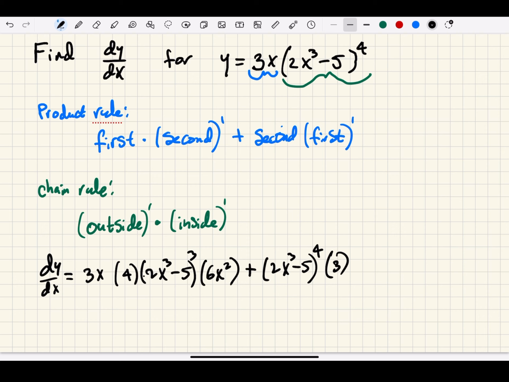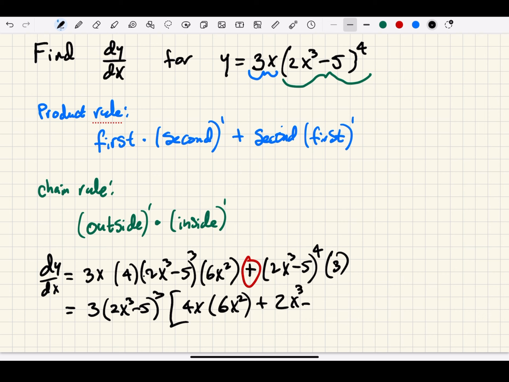We notice that we have two terms here, and they are separated by this plus sign. So we could find some common factors. We would have a 3 and a (2x cubed minus 5) cubed that is common to both of these terms. When we factor that out, what we would have left is 4x times 6x squared plus 2x cubed minus 5.